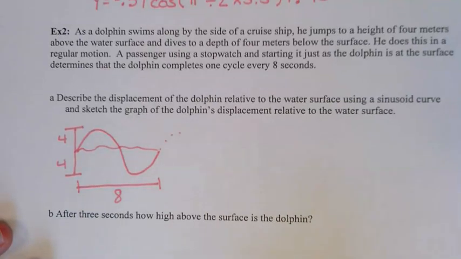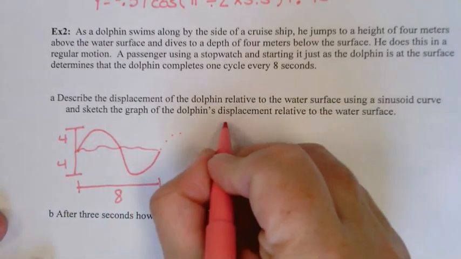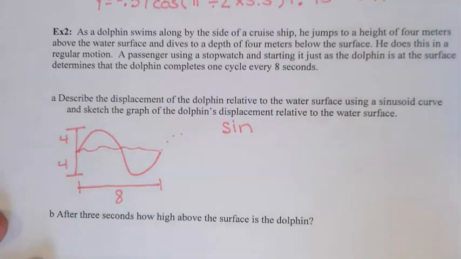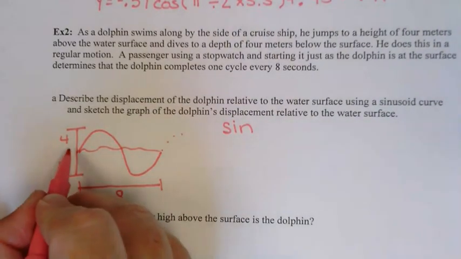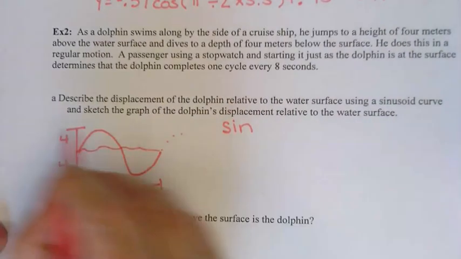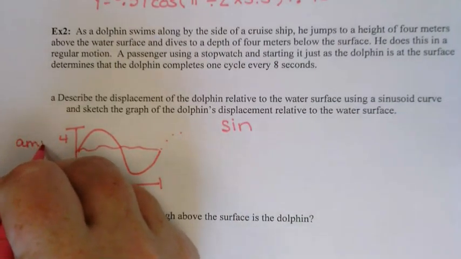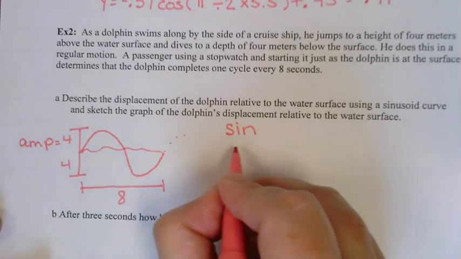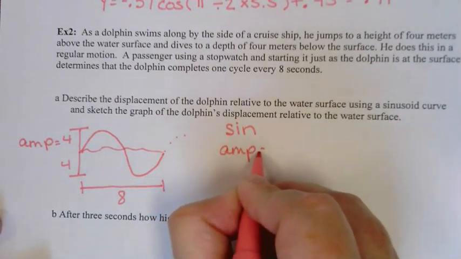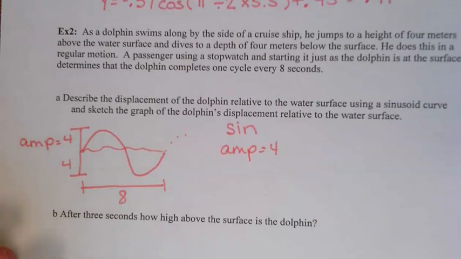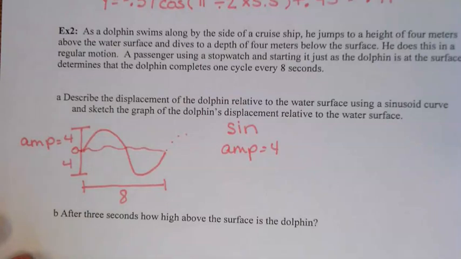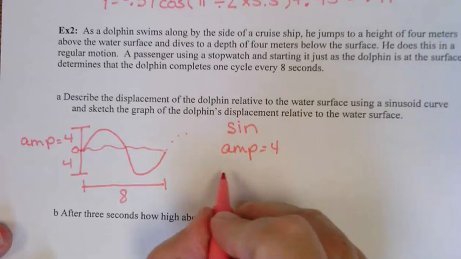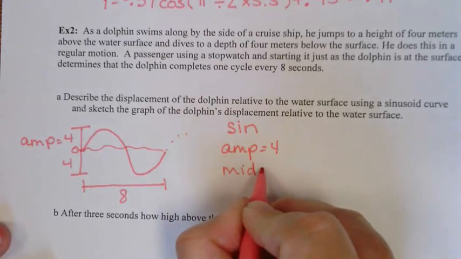What trig function are we at? So we have a nice pretty sine curve. What do you think my amplitude is? If you said 4, that is correct. Okay, midline. What do you think my midline is going to be? And the answer is 0. We're going to use the ocean surface as 0, so my midline is 0.